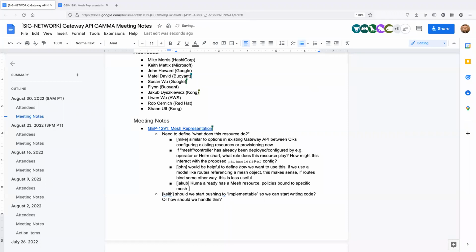So, I mean, if a mesh would not have this kind of multi-tenancy, right, that you need to group things into a specific mesh, then I kind of agree that it's a bit useless to have this kind of resource.